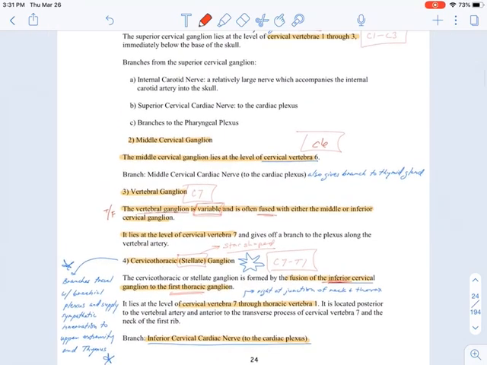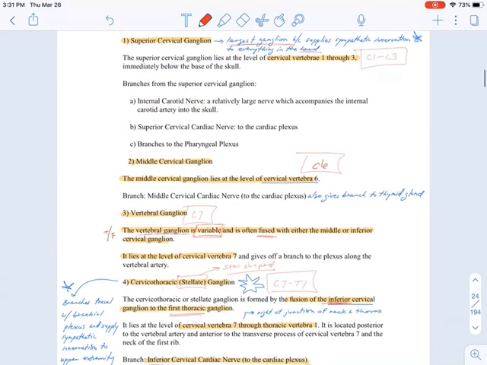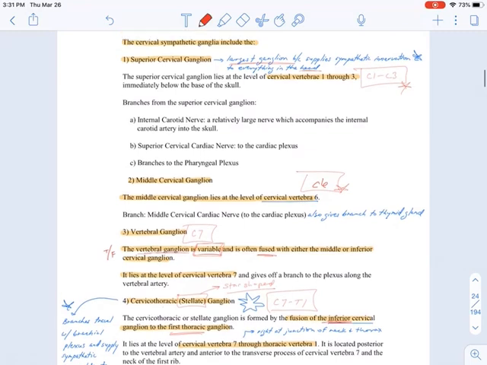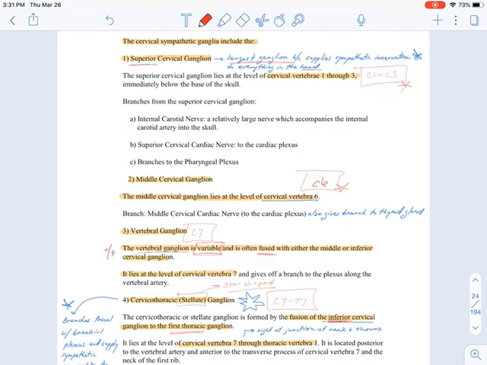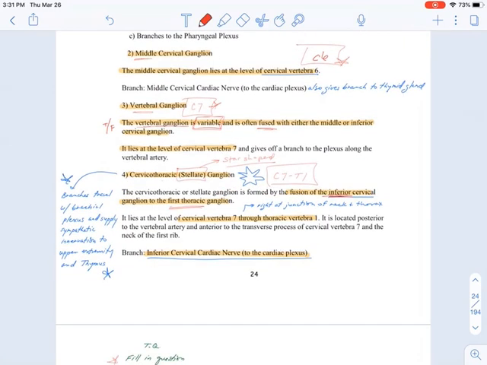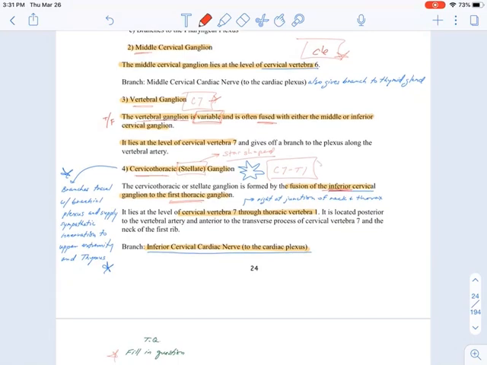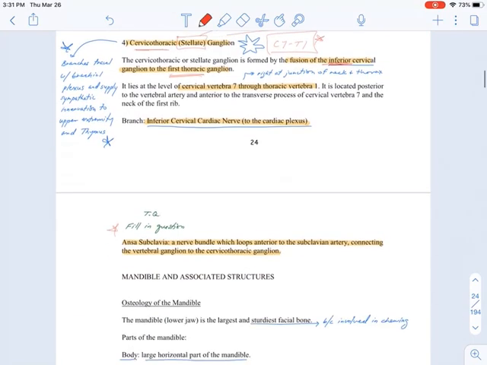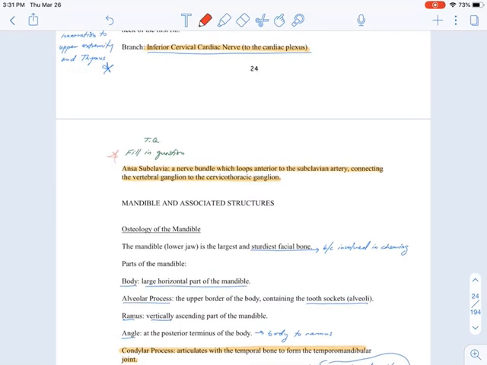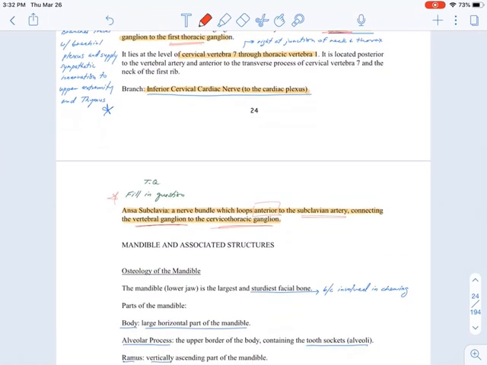With this section here, when I took the exam, the questions were very heavily weighted towards the vertebral levels of all these guys. So when you're going through, know that superior cervical is C1 to C3, middle we have C6, vertebral we have C7, cervicothoracic we have C7 to T1. Then we get to the ansa subclavia. It's just going to be a nerve bundle that loops anterior to the subclavian artery, connecting the vertebral ganglion to your cervicothoracic ganglion.